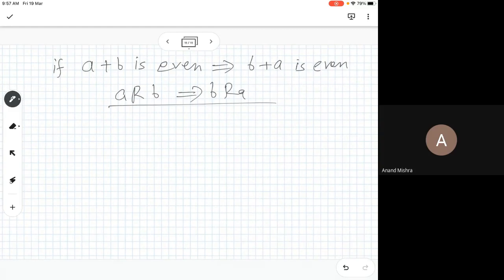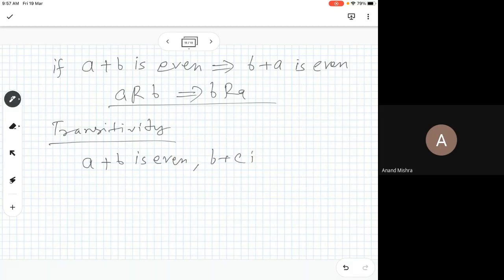And the third one is slightly tricky, but not very hard: transitivity. What are we saying? We are saying that A plus B is even, B plus C is even, and we need to prove that A plus C is also even. So how do we prove it? Since A plus B is even, let's call it A plus B equal to 2m. For some integer m, we can write A plus B equal to 2m. Similarly, B plus C is even, so I can write it as 2n.